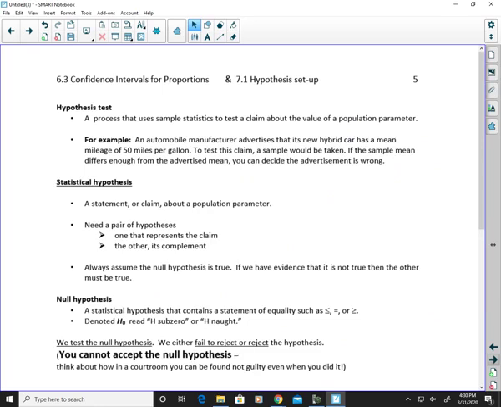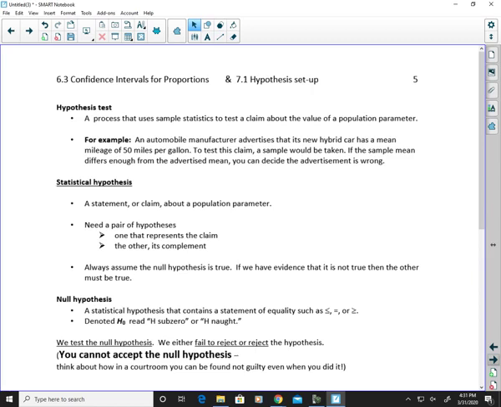All right, so then that kind of leads us into the next thing. That's the end of chapter 6. Those were confidence intervals. And then the other type of inference that we'll be working on would be a hypothesis test.